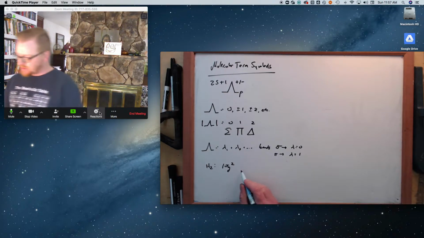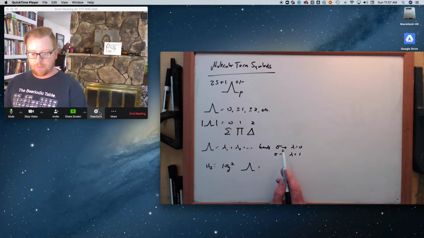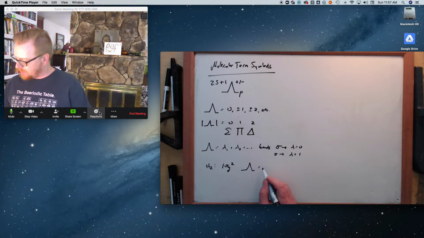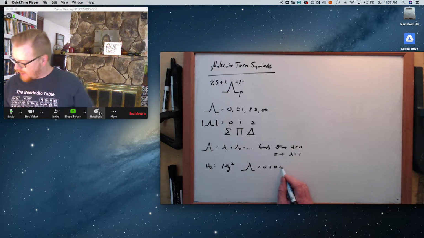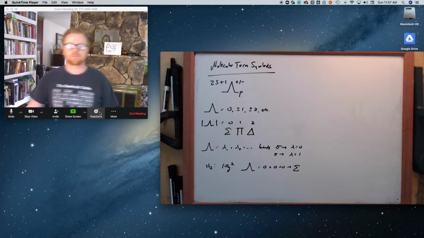And so if I was summing up lambda from this, I have 2 electrons, and each one of those are in a sigma bond, okay? So, and sigma bonds have lambdas of 0, so that's 0 plus 0, and that equals 0, so that tells me it's a sigma state.